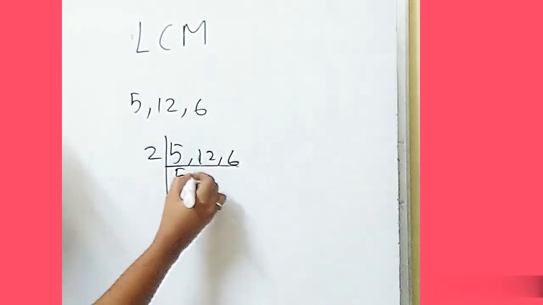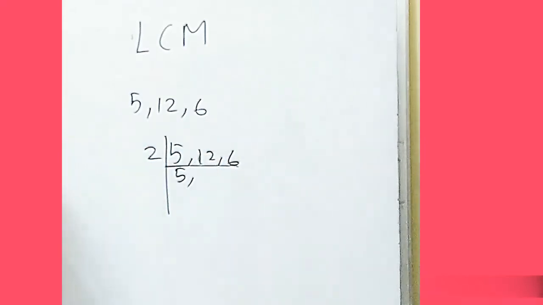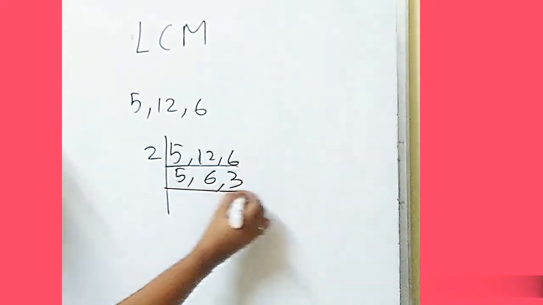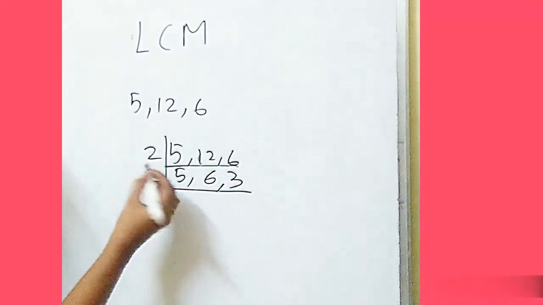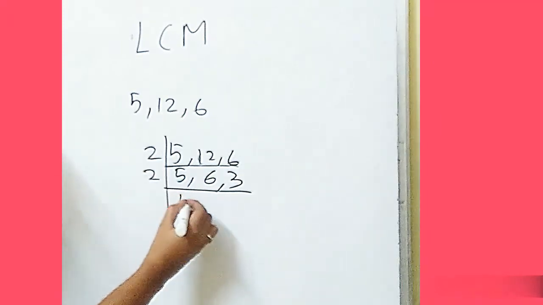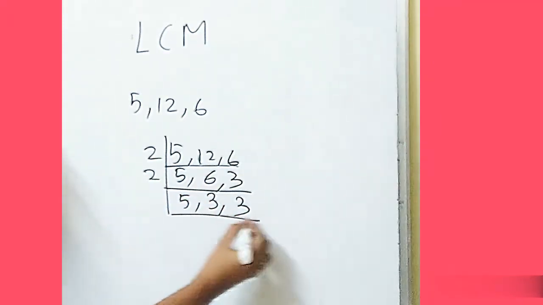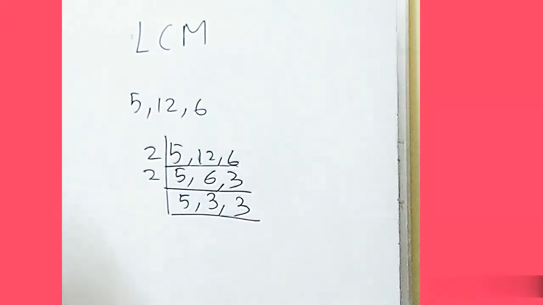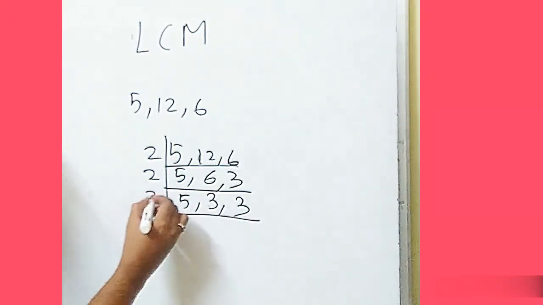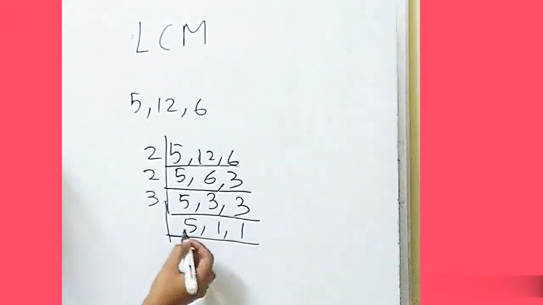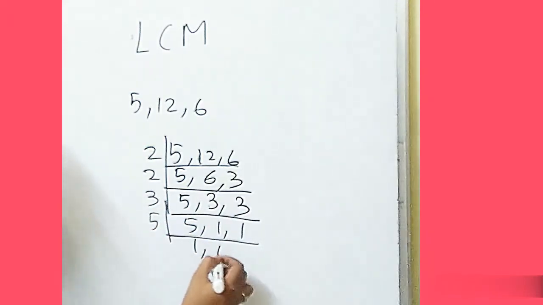In the 2 table, 12 comes for 6 times. 5 will not come, so I write it as it is. Now 6 comes for 3 times. Now again proceed with the 2 table. Obviously this will come in 3 and this will not come. We'll write as it is. Now something is common. What is it? 3 and 3. So we'll take the 3 table here. 5, 1, 1. Now what is remaining? Only 5. I'll take that.